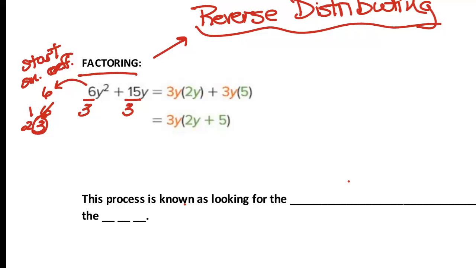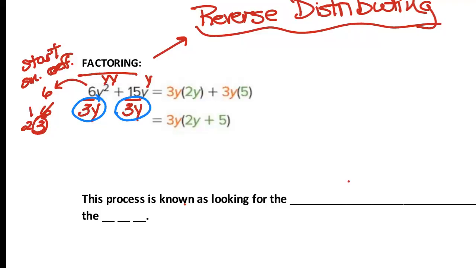Okay? Then we look at the y's. This first term has 2 y's that are being multiplied together. The second term has 1 y. Always start with the smallest amount. Well, if this has 2, that's y times y. If this one has 1, that's y. What's the most I can factor out or take away from that big term? 1y. So that is 3y. Okay? So then I would take this.